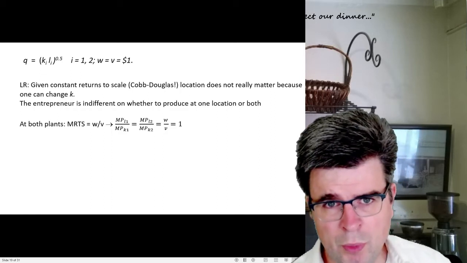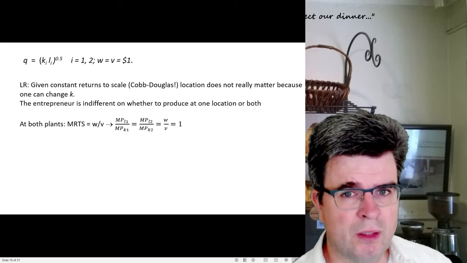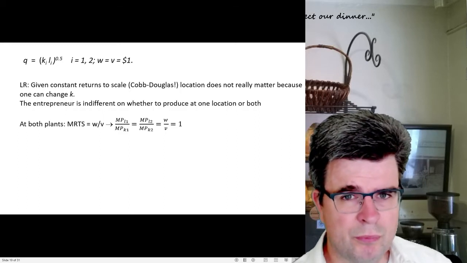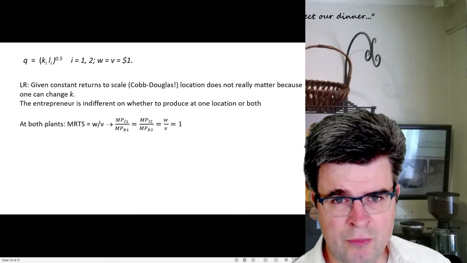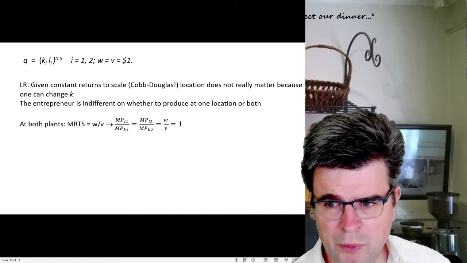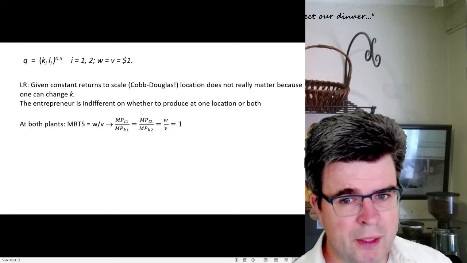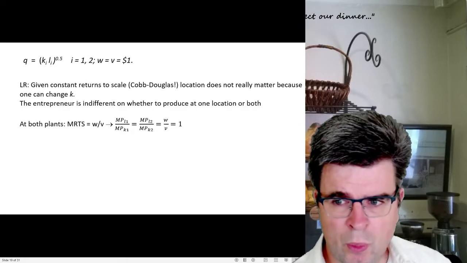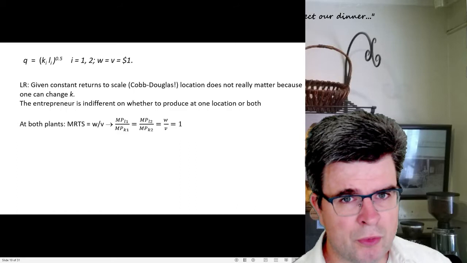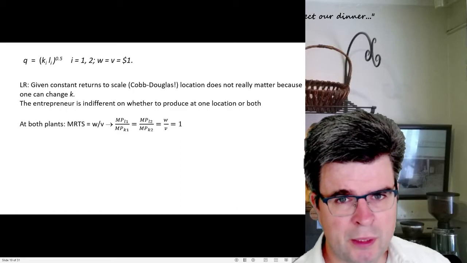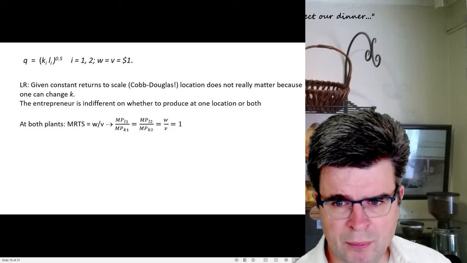It really doesn't matter how you allocate the production between the two firms in the long run. In the long run, both capital and labor are flexible, and the returns to production do not increase or decrease if you produce more units at one particular plant. So the entrepreneur in the long run will be indifferent to produce at one location or both. So at both plants, the marginal rate of technical substitution has to be equal to the ratio between the cost of labor and the cost of capital.